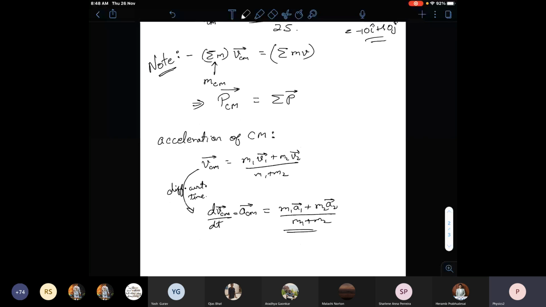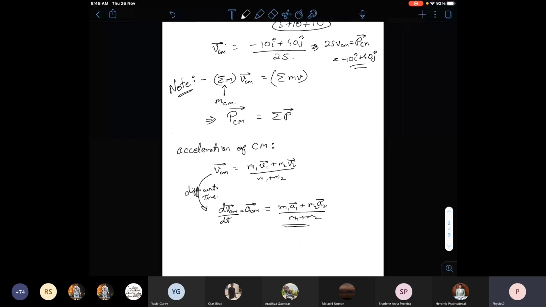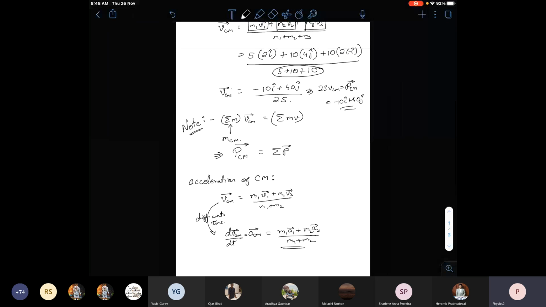Okay, it is the same thing. Just instead of velocity, we are using acceleration. Instead of displacement, we are using velocities. The formula itself is the same. There is no such change in the formula.